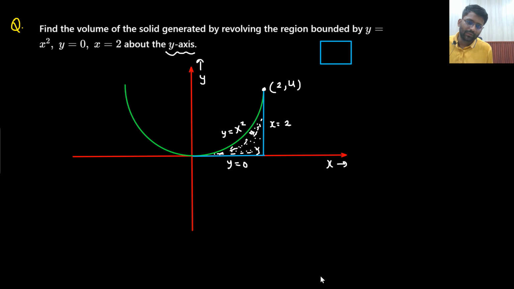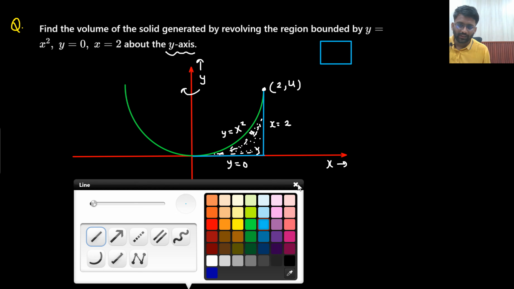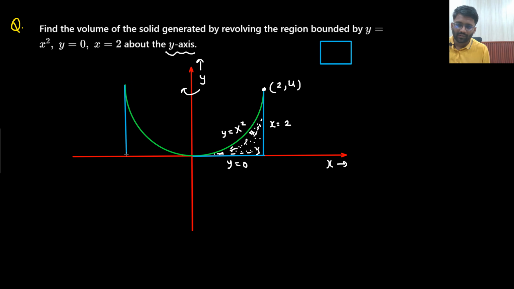x equals 2. Now what do we need to do? We need to rotate about the y-axis. That means we need to take the mirror image about the y-axis. So the mirror image of this would be this. This will be the mirror image, (-2, 4), right? So this is your y.